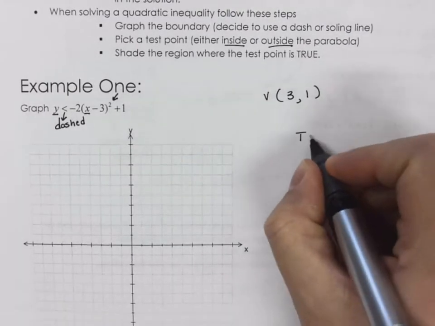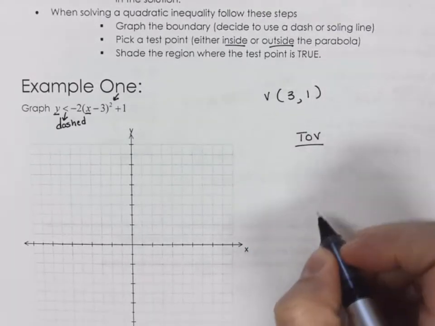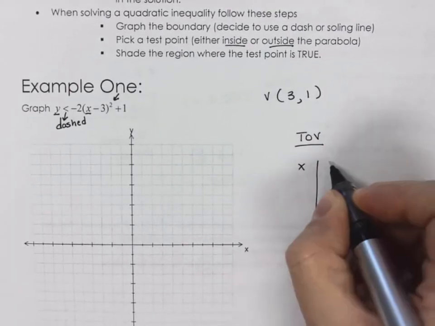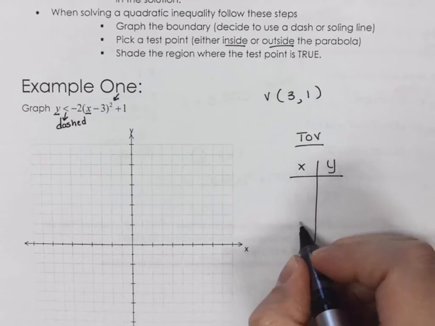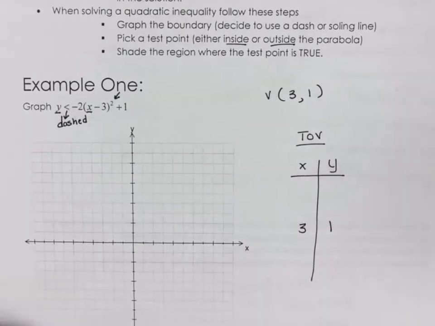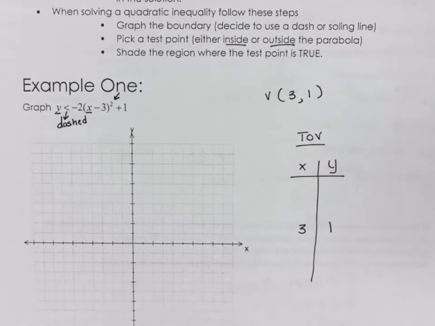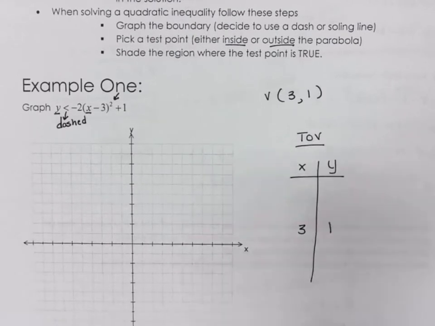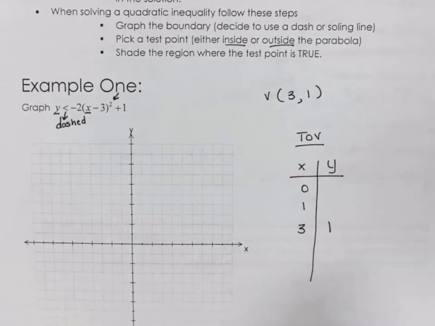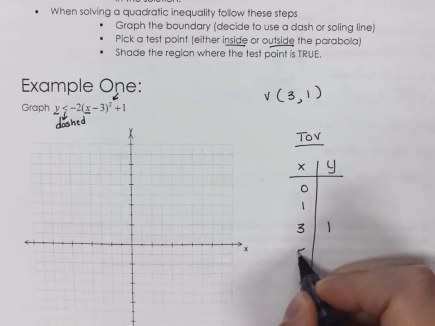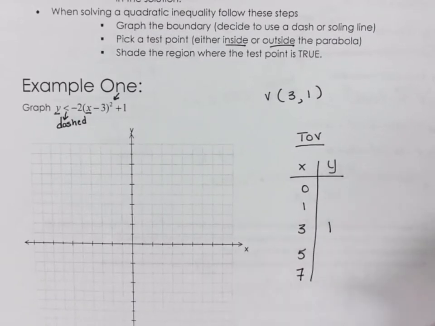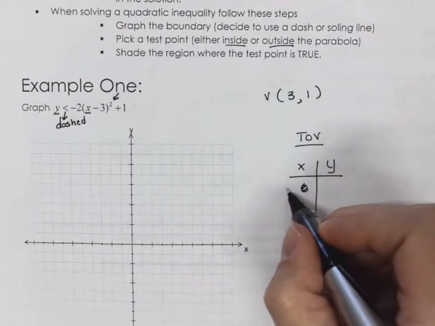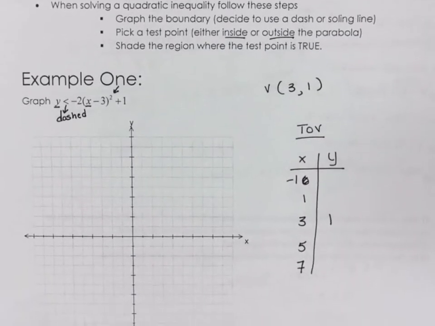Okay, so when I do my table of values, with my x and my y, I always start with my vertex in the middle, and I'm going to pick points to the left of the vertex and to the right of the vertex. So I'm going to pick 1 and 0, and then 5 and 7. Oh, that's not very good. 1 and negative 1. There, we'll see the symmetry there.